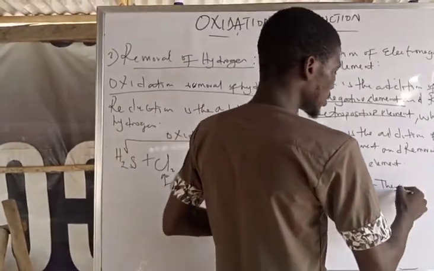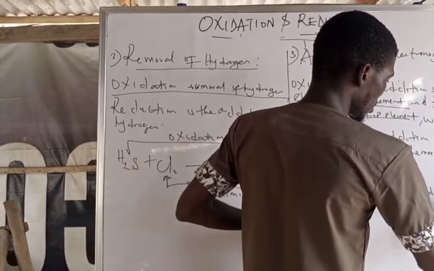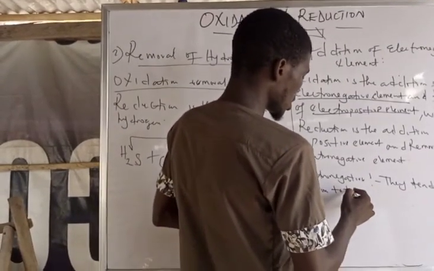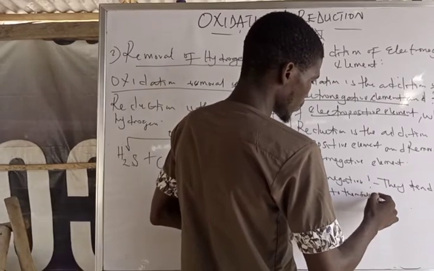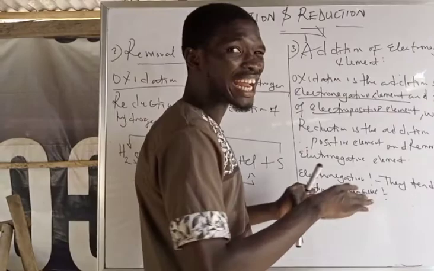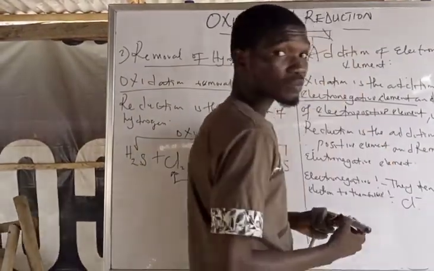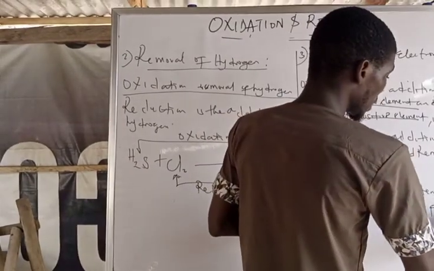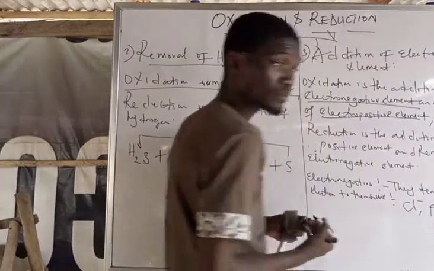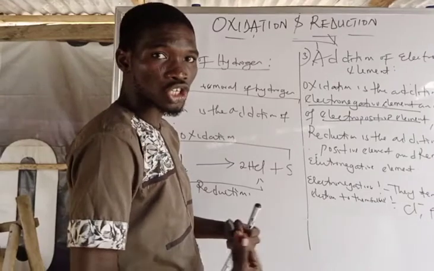They tend to attract electrons to themselves. So examples of these particular elements, they are all nonmetals. So I can have fluorine, I have carbon, I have oxygen. All these elements, they attract electrons to themselves.